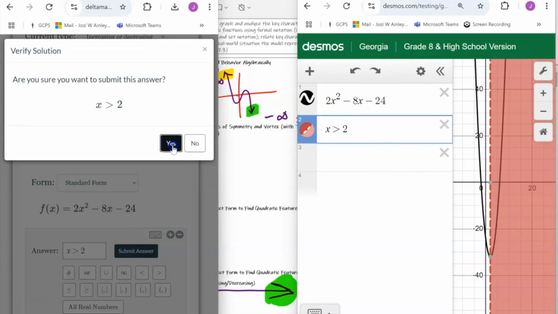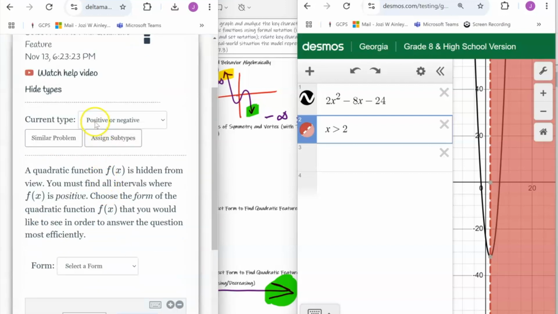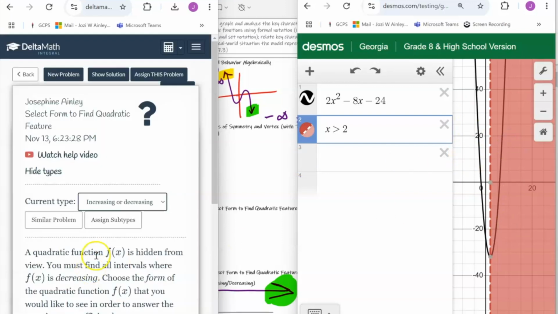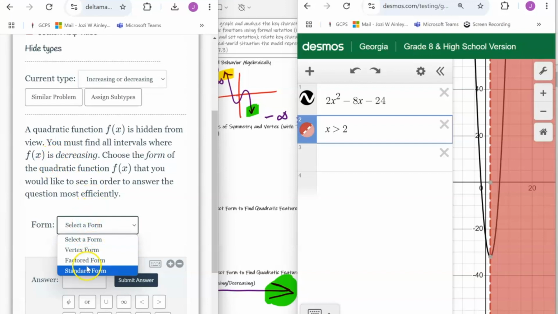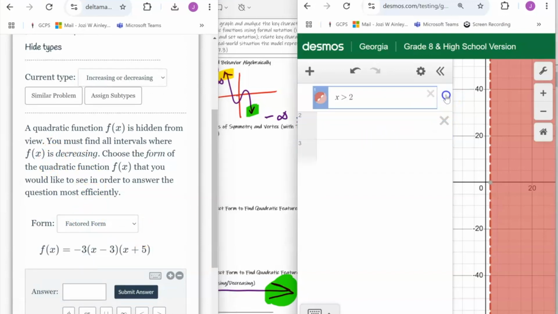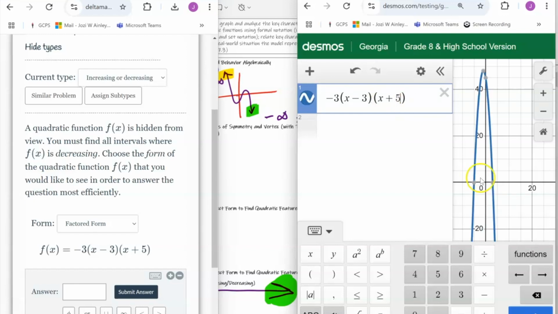All right, now we're going to also take a look at decreasing. And again, please don't try to memorize these problems because it will not work. It's going to change every single time. This one is a U. Another one you may find an N. So let me see what this one is. I'll choose a different form just so I can tell you it doesn't matter. It's going to be -3 times (x - 3)(x + 5). Look, now instead of it being a U, it's an N. So that's what I'm saying.